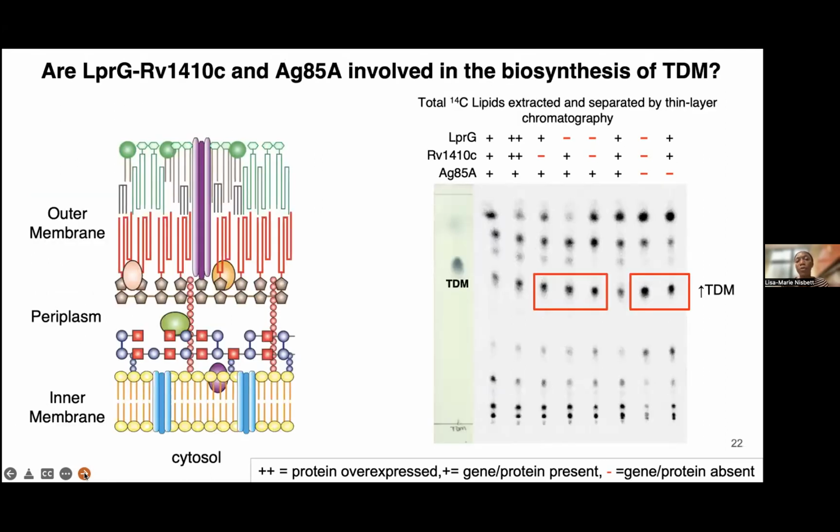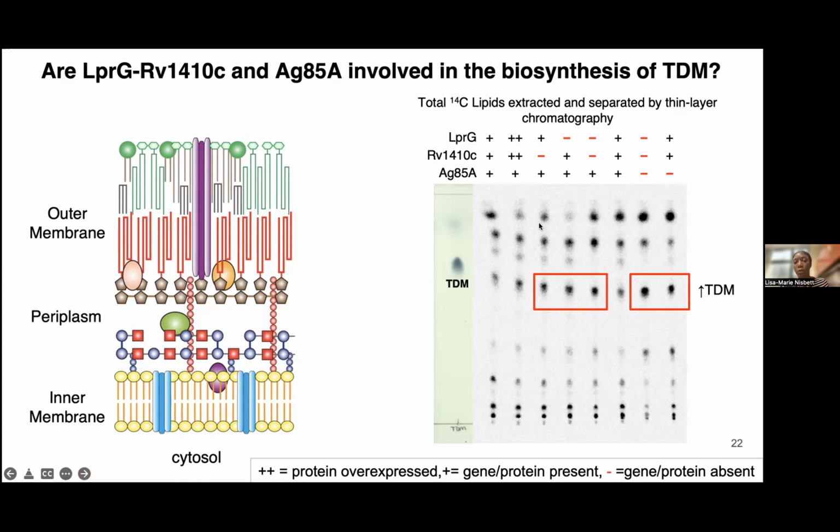So I just told you a few slides back that antigen 85A is involved in the synthesis of trehalose dimycolate. As a result of this, I first wanted to investigate if the interaction between LPRG, RV1410C, and antigen 85A is important for regulating how well antigen 85A synthesizes trehalose dimycolate. So to do this, I metabolically labeled the various strains with C14 acetate and then extracted lipids from all compartments of mycobacteria. So lipids from the outer membrane, periplasmic layer, inner membrane, and cytosol were extracted. And then these extracts were analyzed using thin layer chromatography.